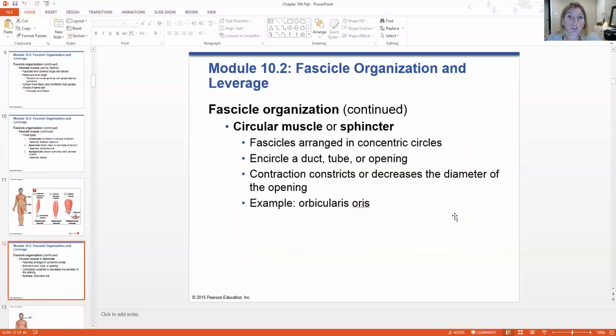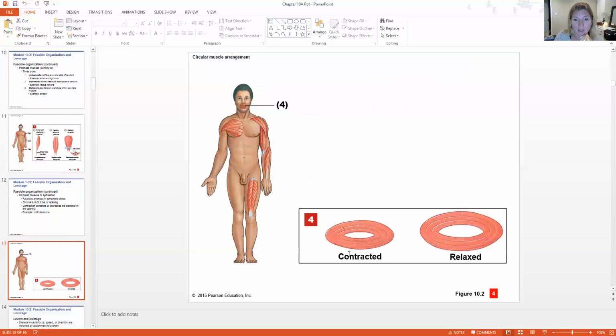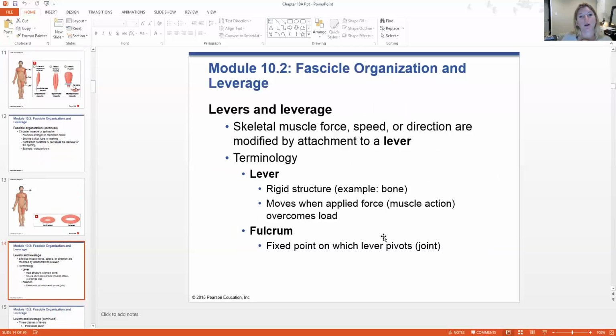You also have circular muscles or sphincter muscles. These are when the fascicles are arranged in concentric circles. So this is usually around a duct or a tube or some type of opening, like our mouth, orbicularis oris. This is one big circle moving and contracting as I move my lips. There it is. It can be contracted or relaxed. You're welcome for the dramatic display of orbicularis oris.